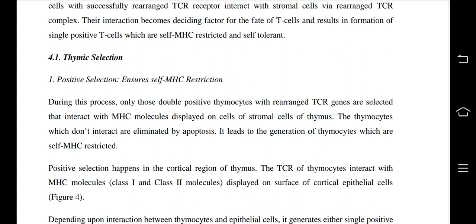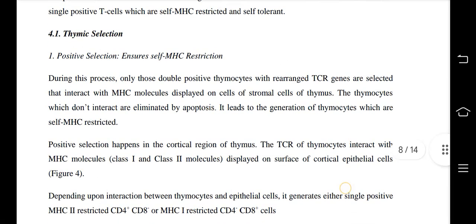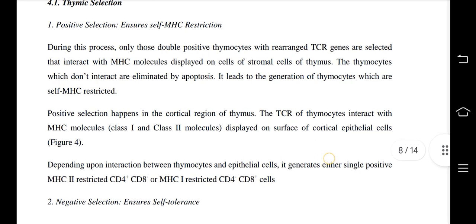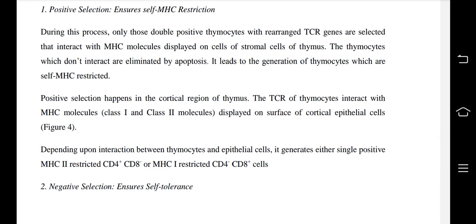The TCR of thymocytes interact with MHC molecules, class 1 and class 2 molecules displayed on the surface of cortical epithelial cells. Positive selection first, then negative selection. This is positive selection. Positive selection ensures self-MHC restriction. Positive selection happens in the cortical region of the thymus.